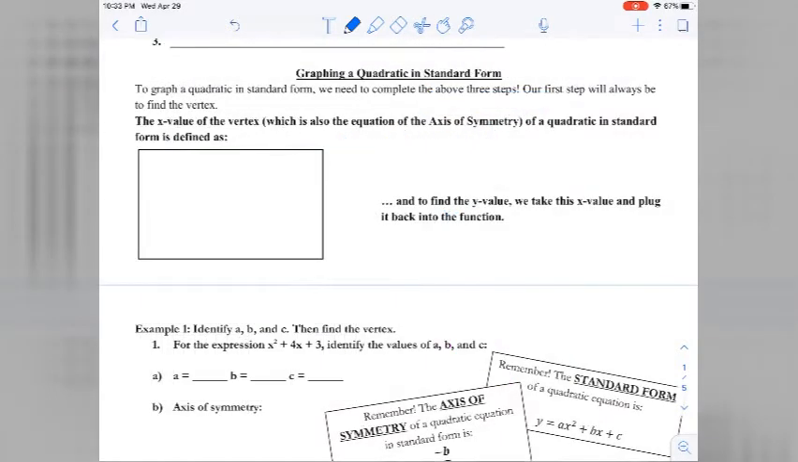Okay, so to graph in standard form, we still need the same information. We need to find the vertex. That's going to be the same no matter what form we are in. However, it's not as easy to find the vertex when you're in standard form, which is ax squared plus bx plus c. We do have a formula to find the axis of symmetry, however. The axis of symmetry is found by putting the opposite of b over 2a.